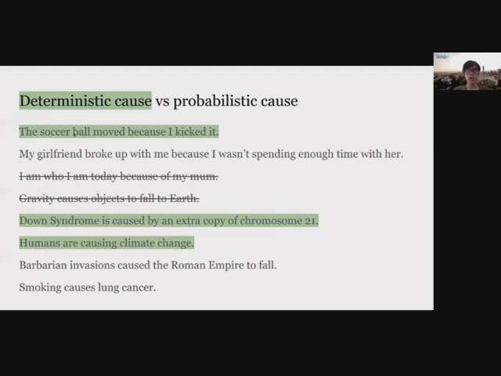These three sentences that I highlighted in green are deterministic causes. When you kick a soccer ball, it's definitely going to move. Whenever you have an extra copy of chromosome 21, you're going to have Down syndrome. And I would say that humans are definitely causing climate change, and it's not increasing the probability of climate change, but it's actually deterministically causing it. The other sentences that I did not highlight are probabilistic causes. Again, this is a judgment call. You can agree or disagree with this classification.